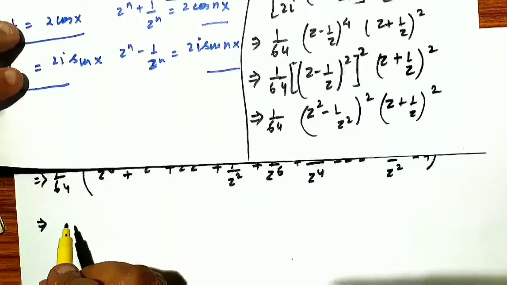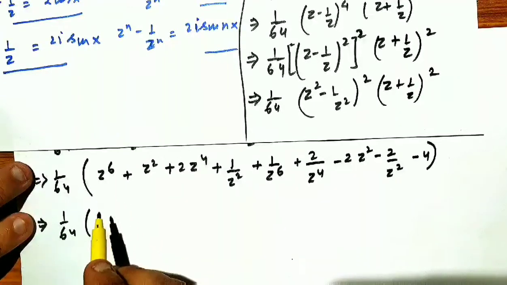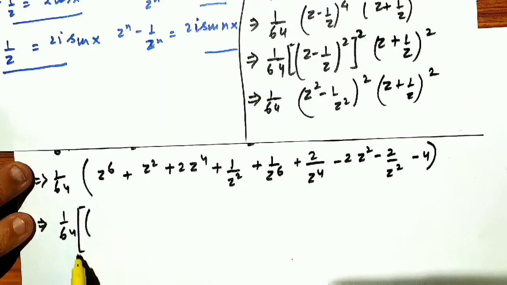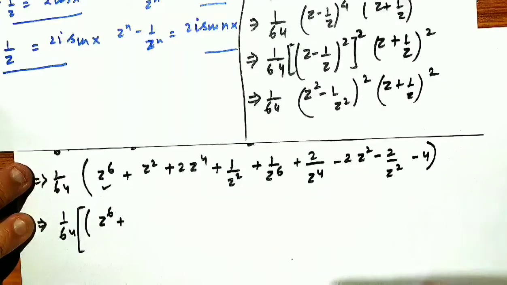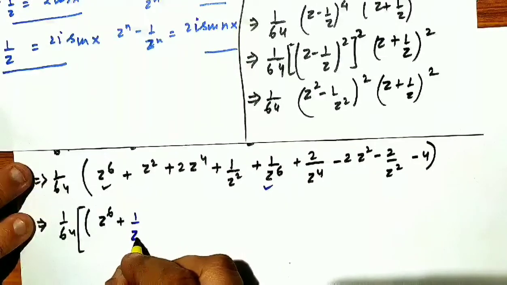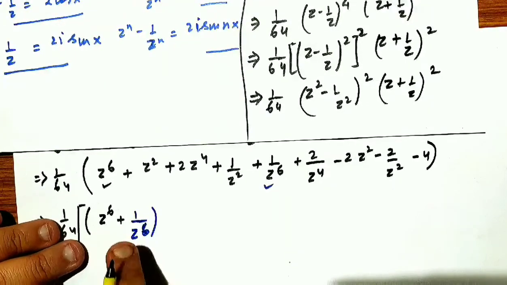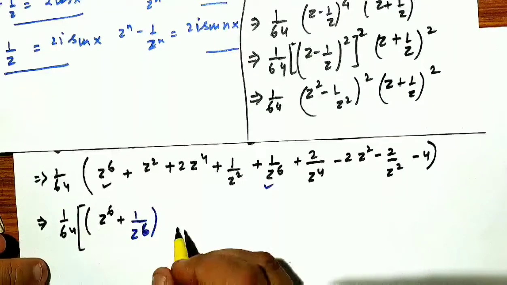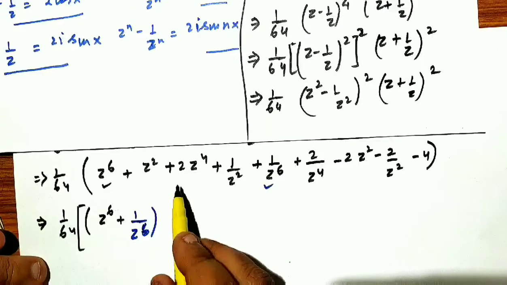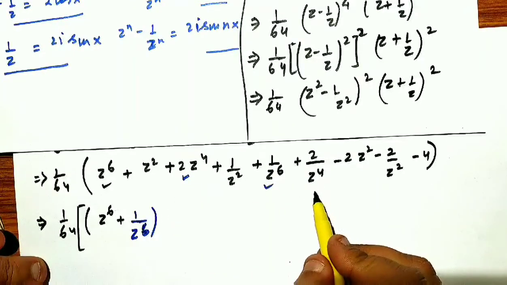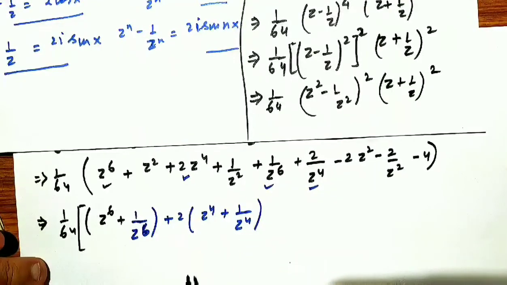Okay, so right now this will become 1 over 64, and try to open in a bracket. So I will put here a long bracket or curly bracket, whatever you say: z to the power 6 plus 1 over z to the power 6. We can easily see the benefit of this combination, because I can directly use the value from here. So z to the power 6 plus 1 by z to the power 6. In the similar way, look at z to the power 4, this one, and z to the power 4, this one, so twice is common, and z to the power 4 plus 1 over z to the power 4.